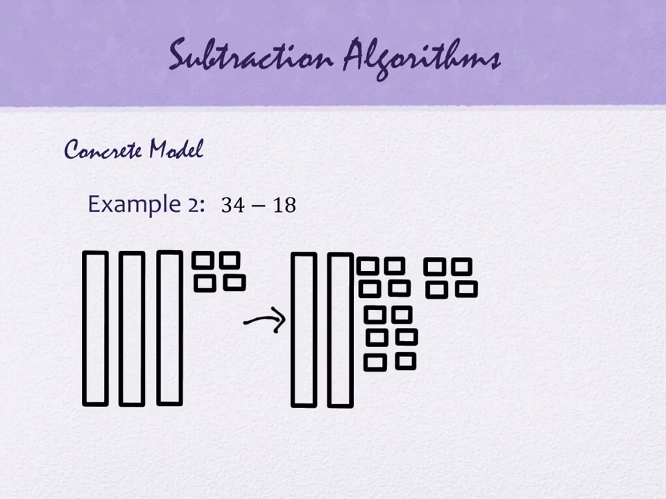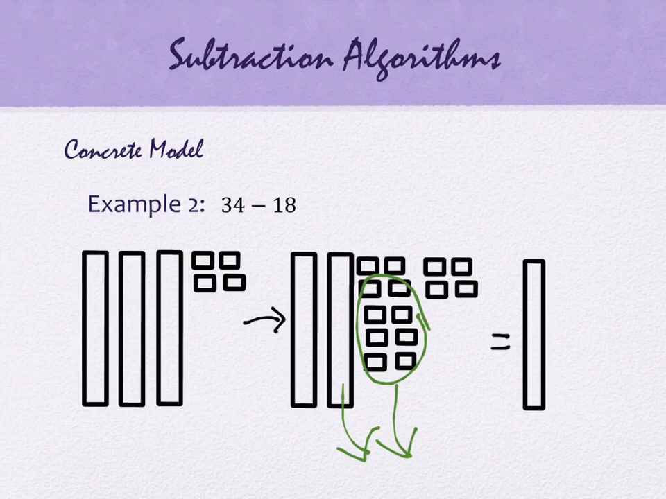So I can physically remove 8 of these guys, any 8 I want, and 1 of these guys. And if I do that, what am I going to be left with? How many longs? 1 long. And how many units? 6. And the number would then be 16.